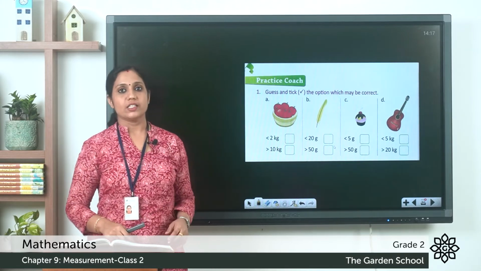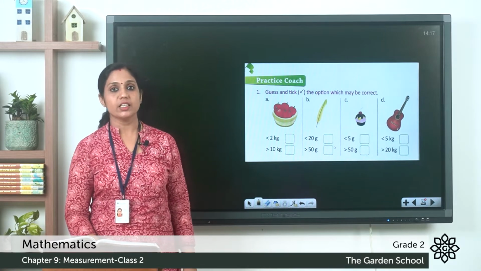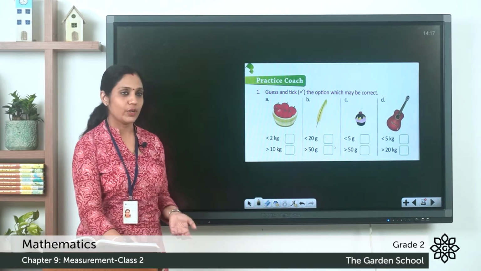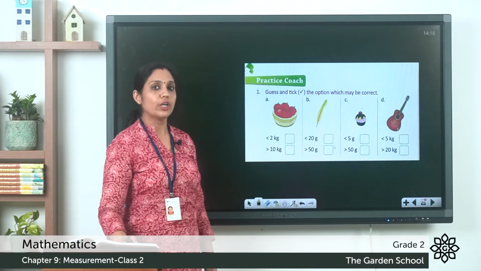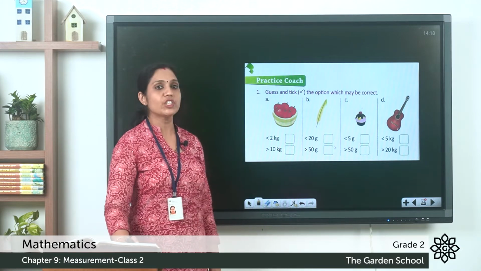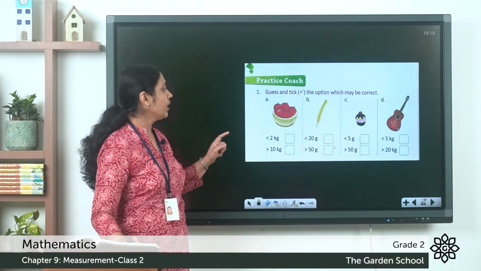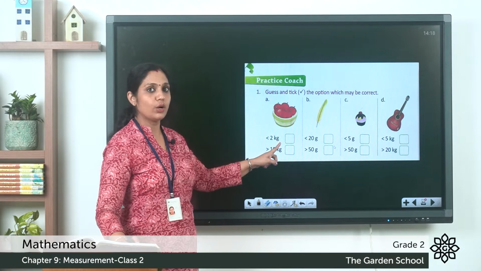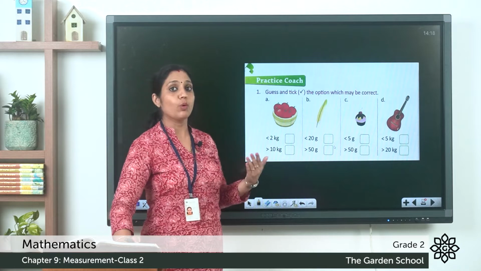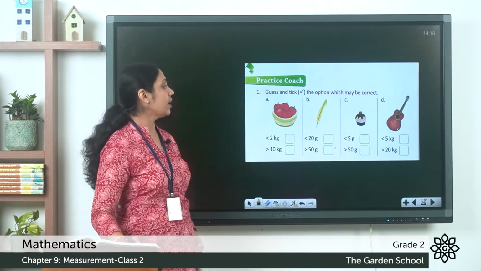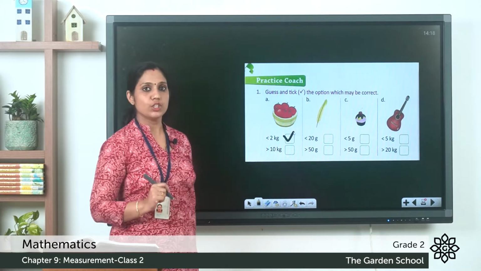Next, we have the practice coach. Page number 132. Guess and tick the option which may be correct. Here you can see apples are given, feather, a cupcake and a guitar. Now what you have to do? You have to guess and tick the option which may be correct. Here, question A, apples are given. And what is given? It's given less than 2 kilo and more than 10 kilo. Now here you can see the apples. Is there more than 10 kilo? No. We can say that these are less than 2 kilo. So we can guess and tick the option less than 2 kilo.